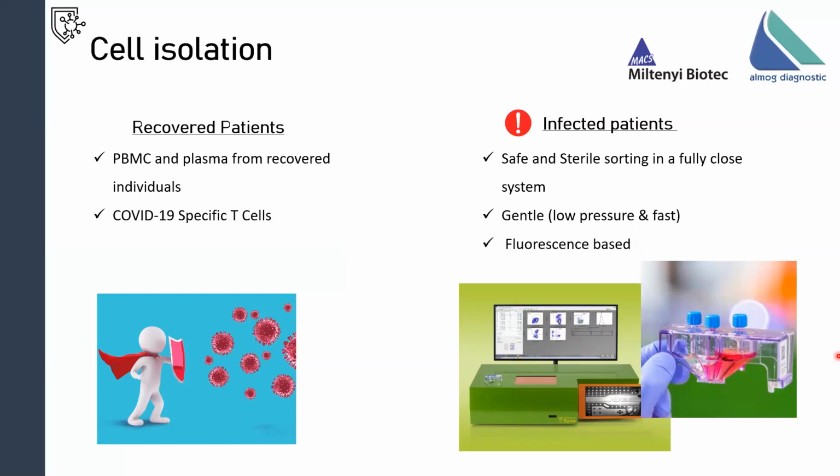So we want to present to you the MACSQuant Tyto sorter, which answers this type of samples. It is a safe and sterile sorting to use. There are no tubing sets or fluidics inside this device. It's a very gentle, low pressure and fast sorting. Everything is actually happening inside this cartridge. And this sorter, like any other sorter in the market, is fluorescence based.